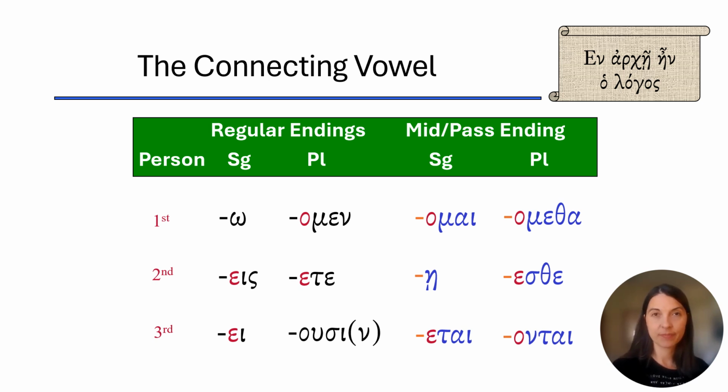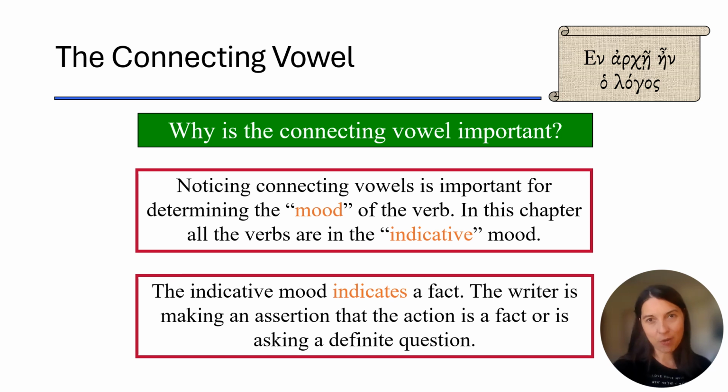And then in your plural endings, you're going to be able to clearly see those connecting vowels in all of the endings. So why is the connecting vowel important? Noticing which vowels are in between these endings is important for determining the mood of the verb. In this chapter, all of our verbs are going to be indicative, but in future chapters, you're going to see that sometimes that connecting vowel can change. The indicative mood indicates a fact. The writer is making an assertion that that action is a fact, or they're asking a question that can be answered with a yes or no.